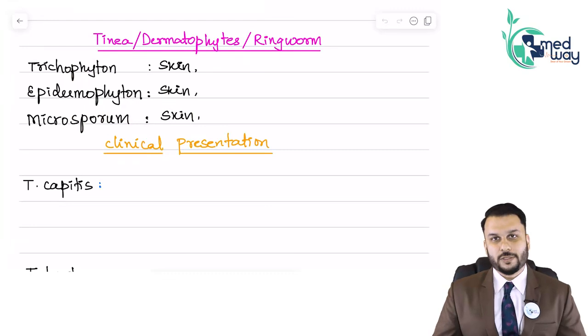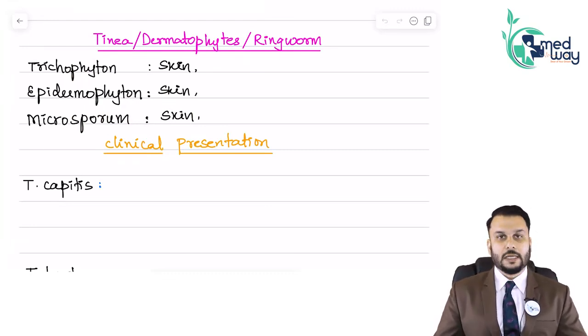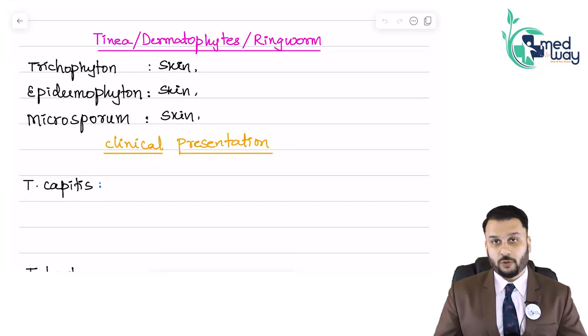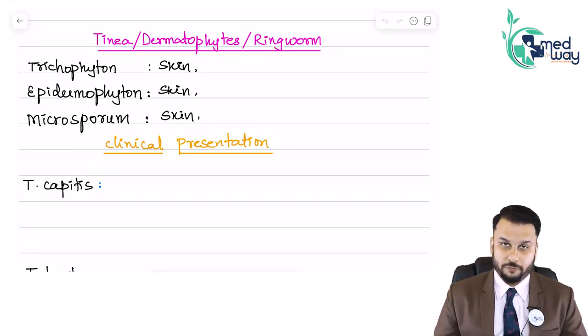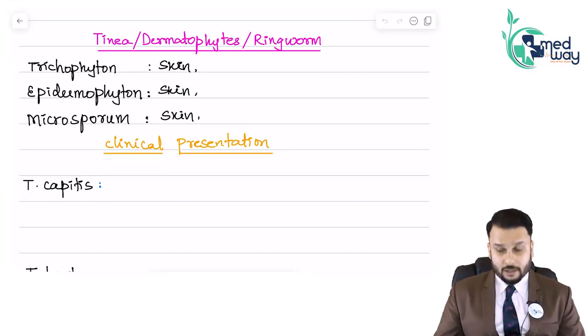All right, so in this next part of the lecture, we're going to talk about these infections called Tinea infections, which also happen to be known as dermatophytes, or also called ringworm infections. Typically, these are divided into three main varieties.